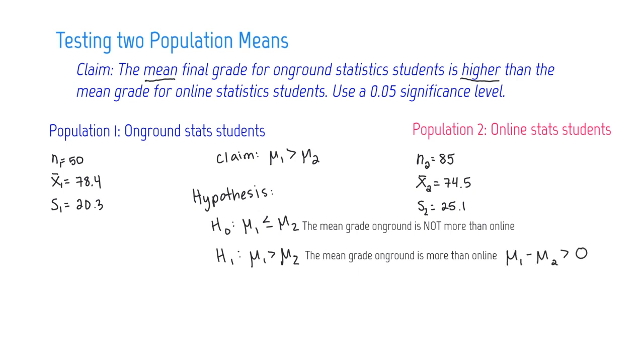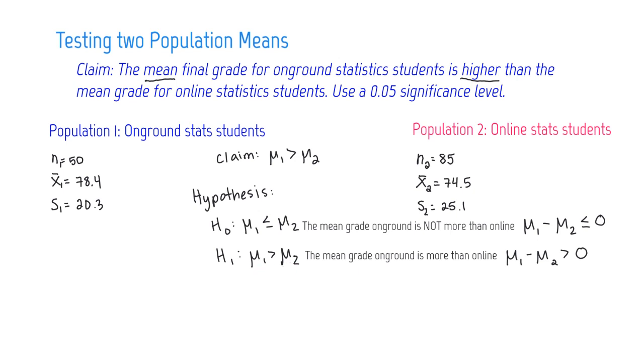Similarly, we can write the null hypothesis as a subtraction statement as well, we're saying that mu1 minus mu2 is less than or equal to 0. Or in other words, mu1 minus mu2 here is less than 0. So the difference in the grades is negative. And this statement is saying that the difference in my on-ground students and my online students' grade is positive, which means that mu1 must be greater than mu2, which is exactly what we started our statement with.